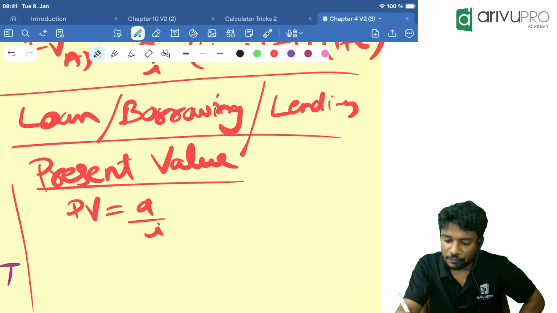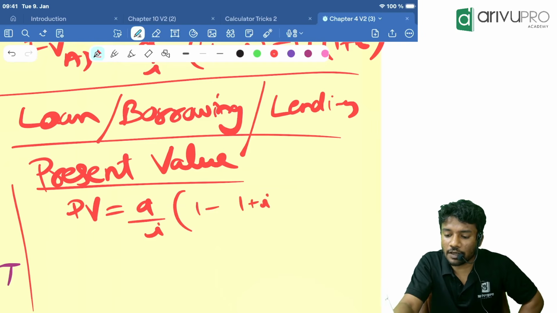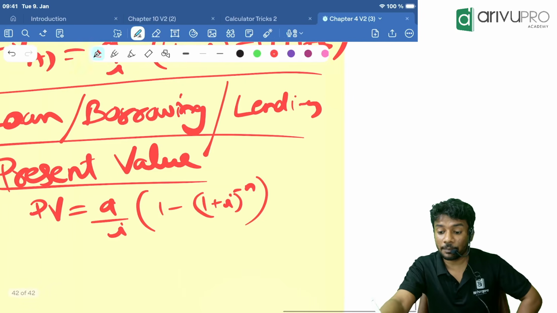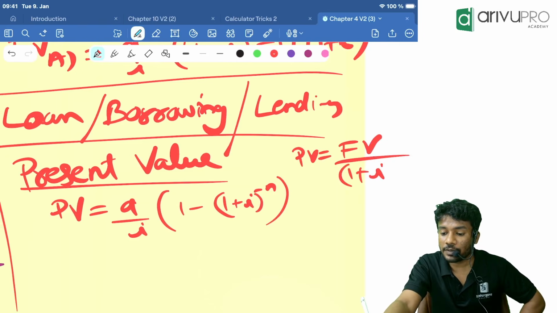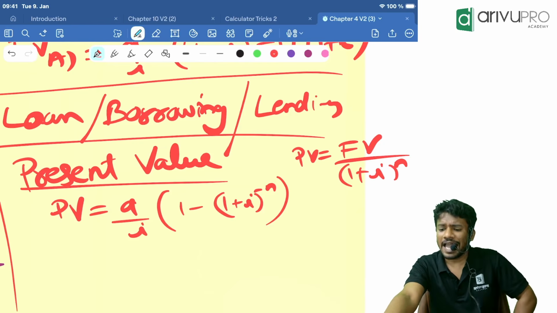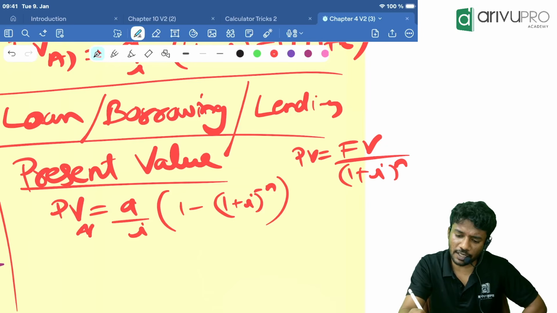A by i into 1 minus (1 plus i) the whole power minus n. Even if you forget this formula, you can use the basic formula. What is the basic formula of PV? PV is nothing but future value divided by (1 plus i) the whole power n. So substitute the future value formula and put 1 plus i in the denominator, you will get the answer. This is for what? Annuity regular.